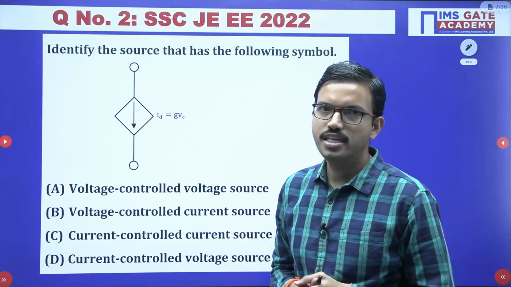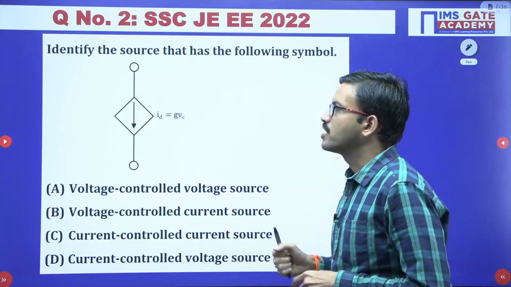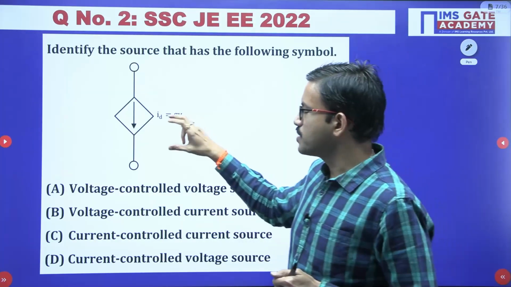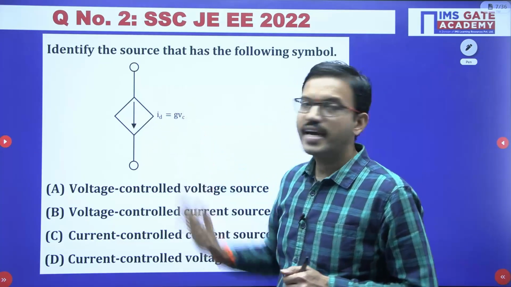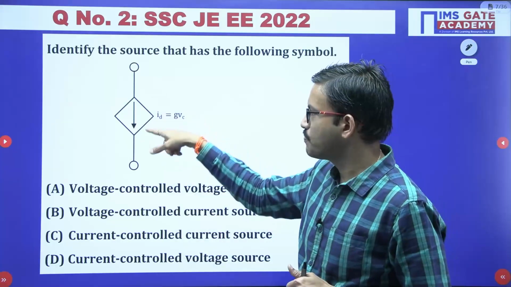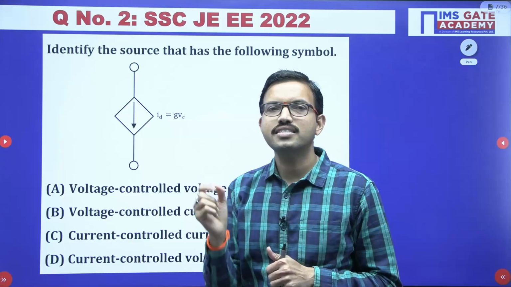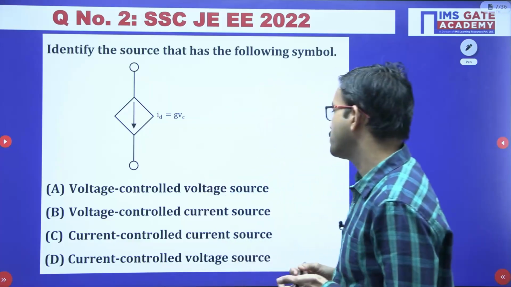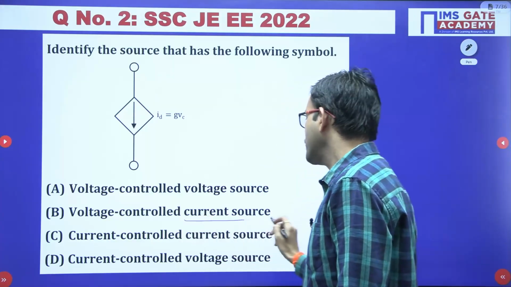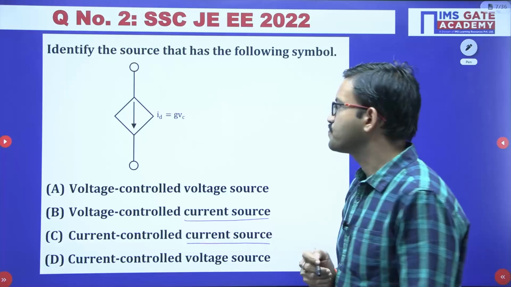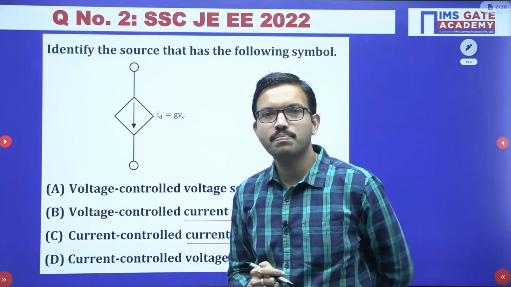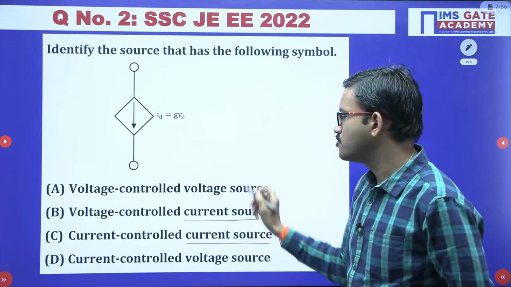That indicates a dependent source. Now first and foremost, you can observe here you have the direction of current, or you can say an arrow symbol. Whenever an arrow symbol is there, that indicates the direction of current flow. So with respect to that, you can identify that it is a current source. If you have voltage polarities plus minus, then you can consider it a voltage source.